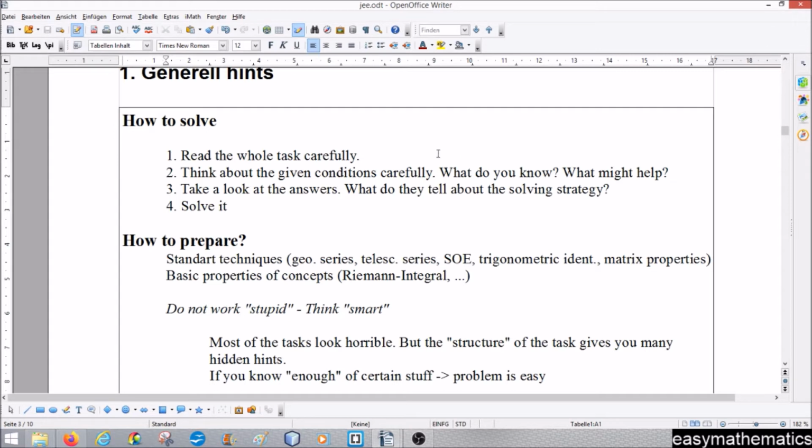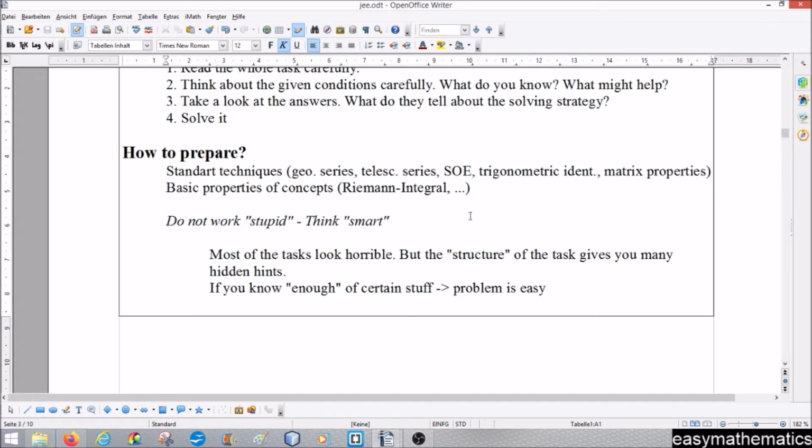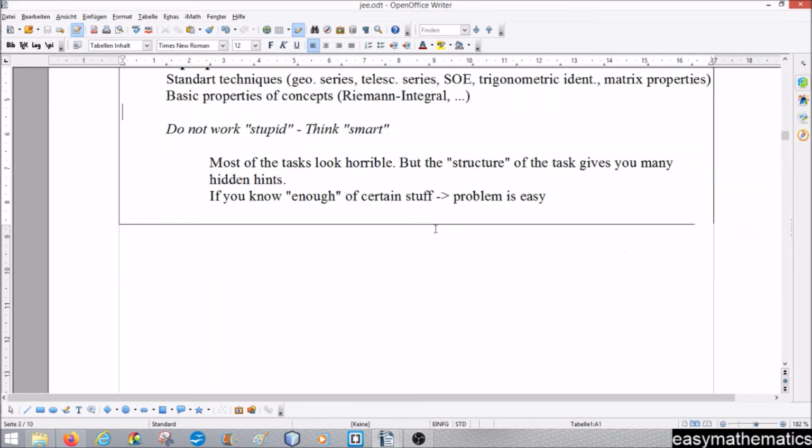Yeah, and one general hint is do not work stupid, think smart. This sounds also very easy. You will see what I mean by that. Yeah, if you take a look at the structure of the question, the structure and also the answers, they give you many hints. And if you know enough about certain stuff, then the problem is straightforward and very easy. Okay, and I want to show you two examples from 2019 I solved.